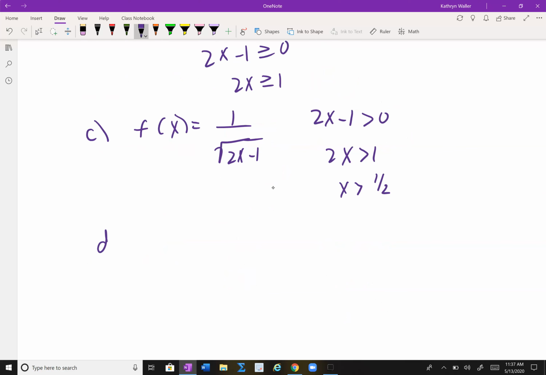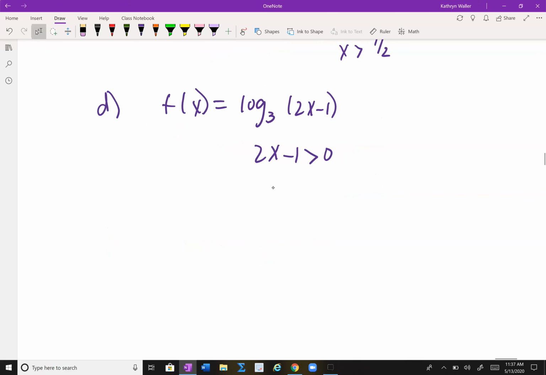Part D, remember we just talked about a second ago that you can't take the log of 0, nor can you take the log of a negative. So 2x minus 1 has to be greater than 0. So 2x has to be greater than 1, so x has to be greater than 1/2. Okay, there's 21.